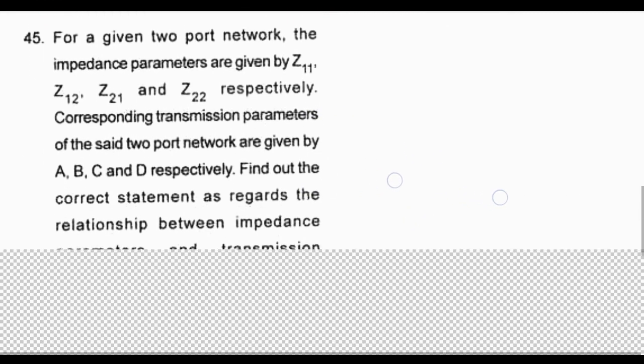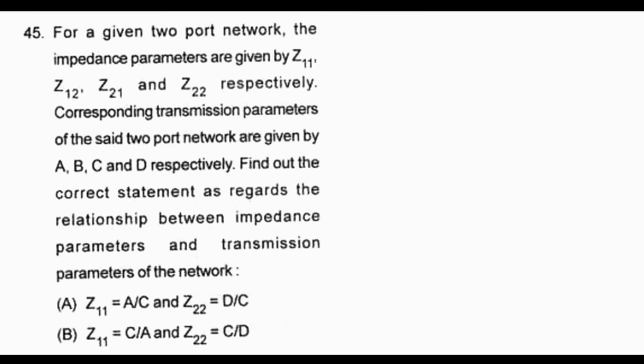Question number 45: for a given two-port network, the impedance parameters Z11, Z12 are given, and the corresponding transmission parameters of the said two-port network are given to be ABCD respectively. Find the correct statement. Here we have to find out the relation between these.